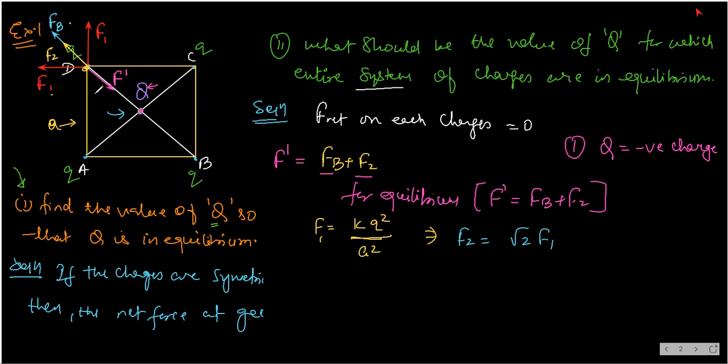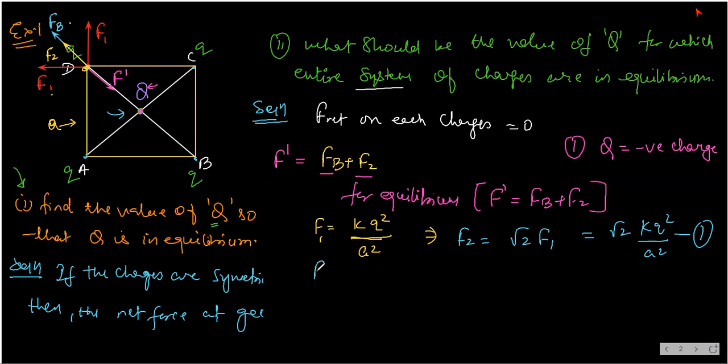Do I have to do it again, or are you guys okay with this? 90 degree, you know? All good? Yes, sir. That should be root 2 times of kq square upon a square. Chalo, equation 1 we have got. I've got the value of this one, the yellow F2.